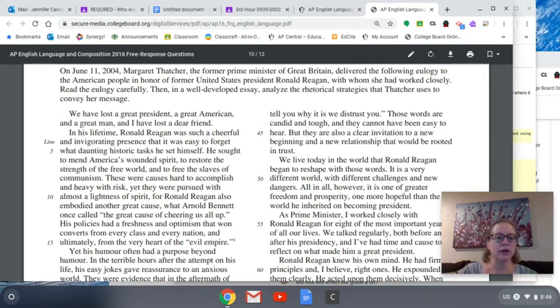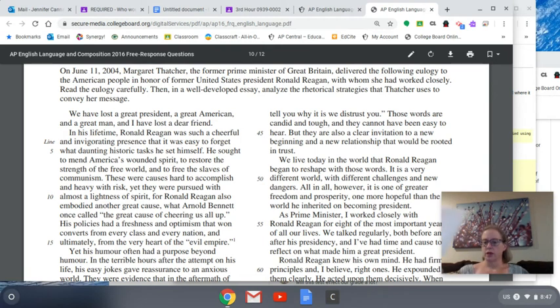He sought to mend America's wounded spirit, to restore the strength of the free world, and to free the slaves of communism. Wow. Okay, the slaves of communism, that would be very strong. And this time, I'm not starting a new box. The slaves of communism, the daunting historic tasks, these seem to be obstacles he's overcoming, so I'm going to start grouping them. These were causes hard to accomplish and heavy with risk, yet they were pursued with an almost lightness of spirit.